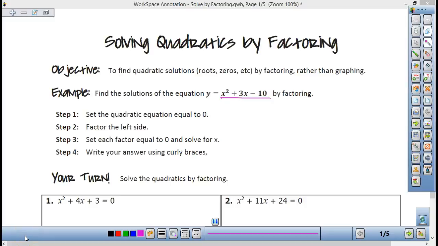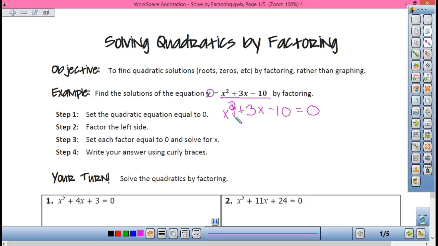All right, so let's start over. First thing that we need to do is get our equation equal to 0. So in this case, is there anything on this side of my equation? No. So I'm just going to change my y to 0 because there's nothing over there. So I'm going x squared plus 3x minus 10 equals 0. Let's make this look like a squared. Okay, so far so good?